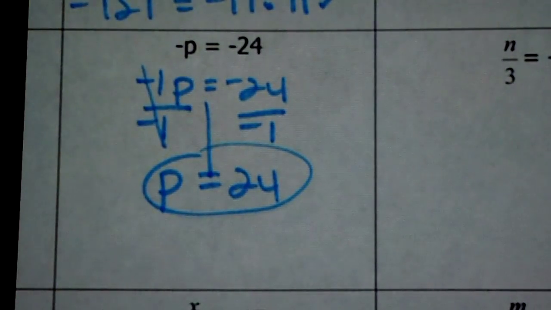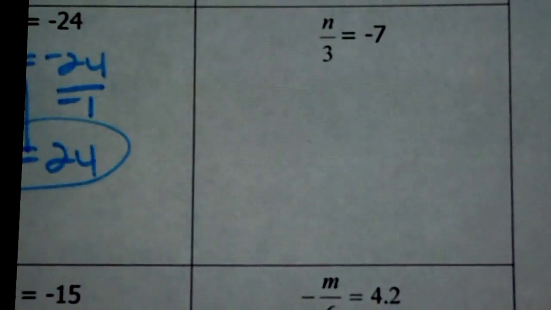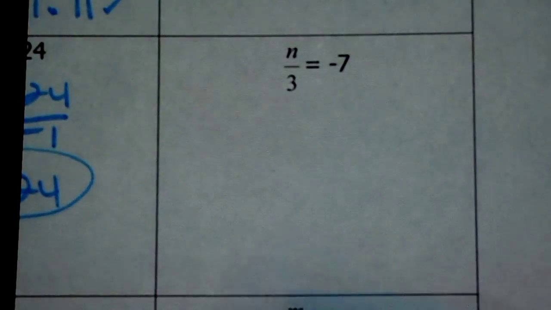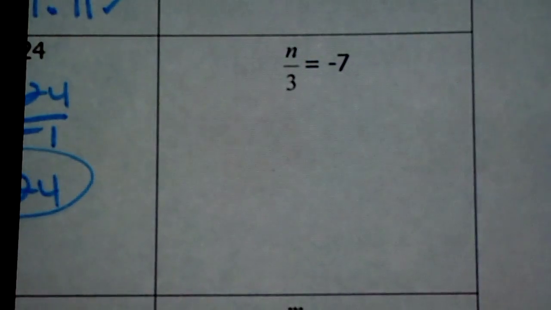So those are one-step multiplication equations. So again, all you had to do was divide by whatever the variable was being multiplied by, just like when you had only positive numbers, the same concept. For this next one, this is called a division equation because the variable is being divided by something, right? So we call it a division equation.